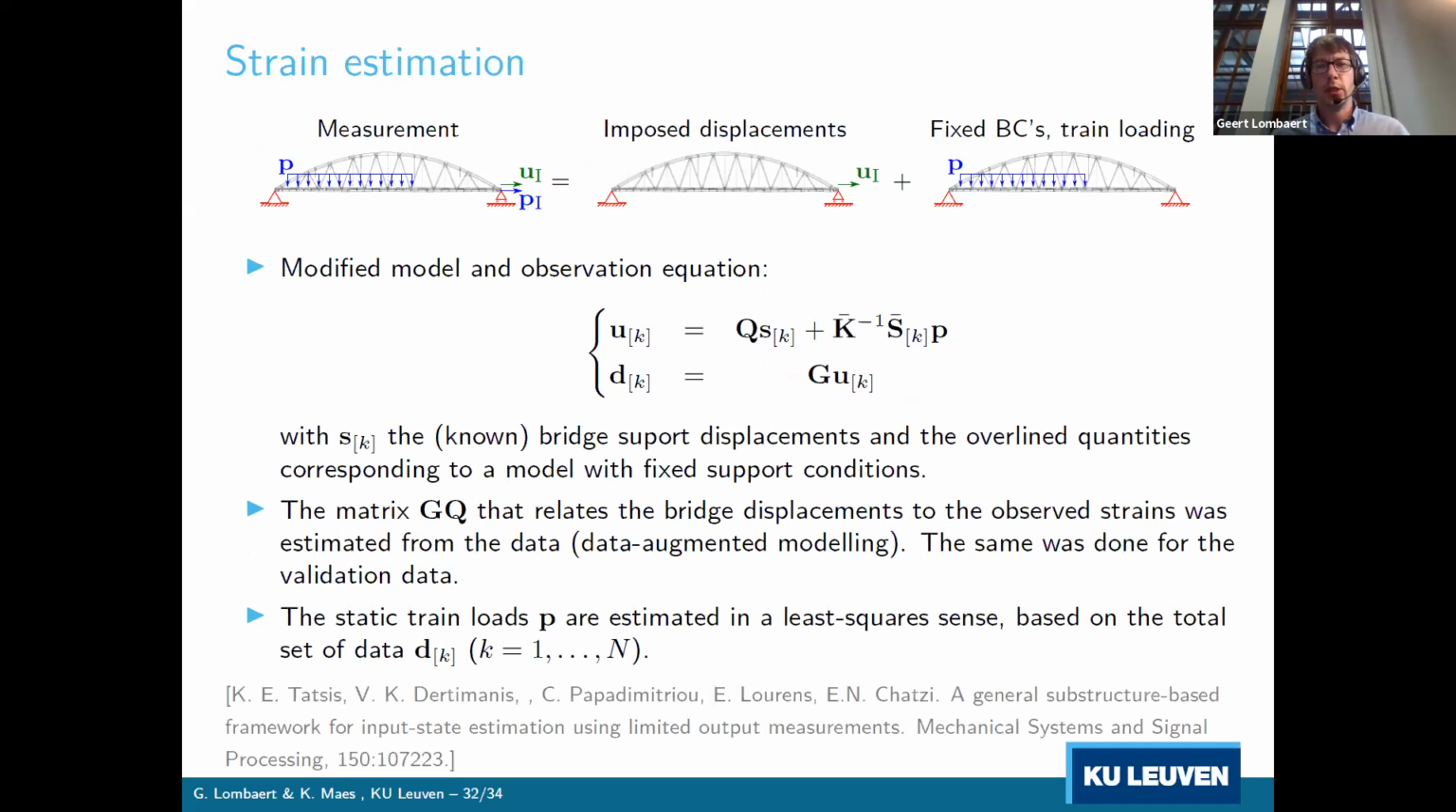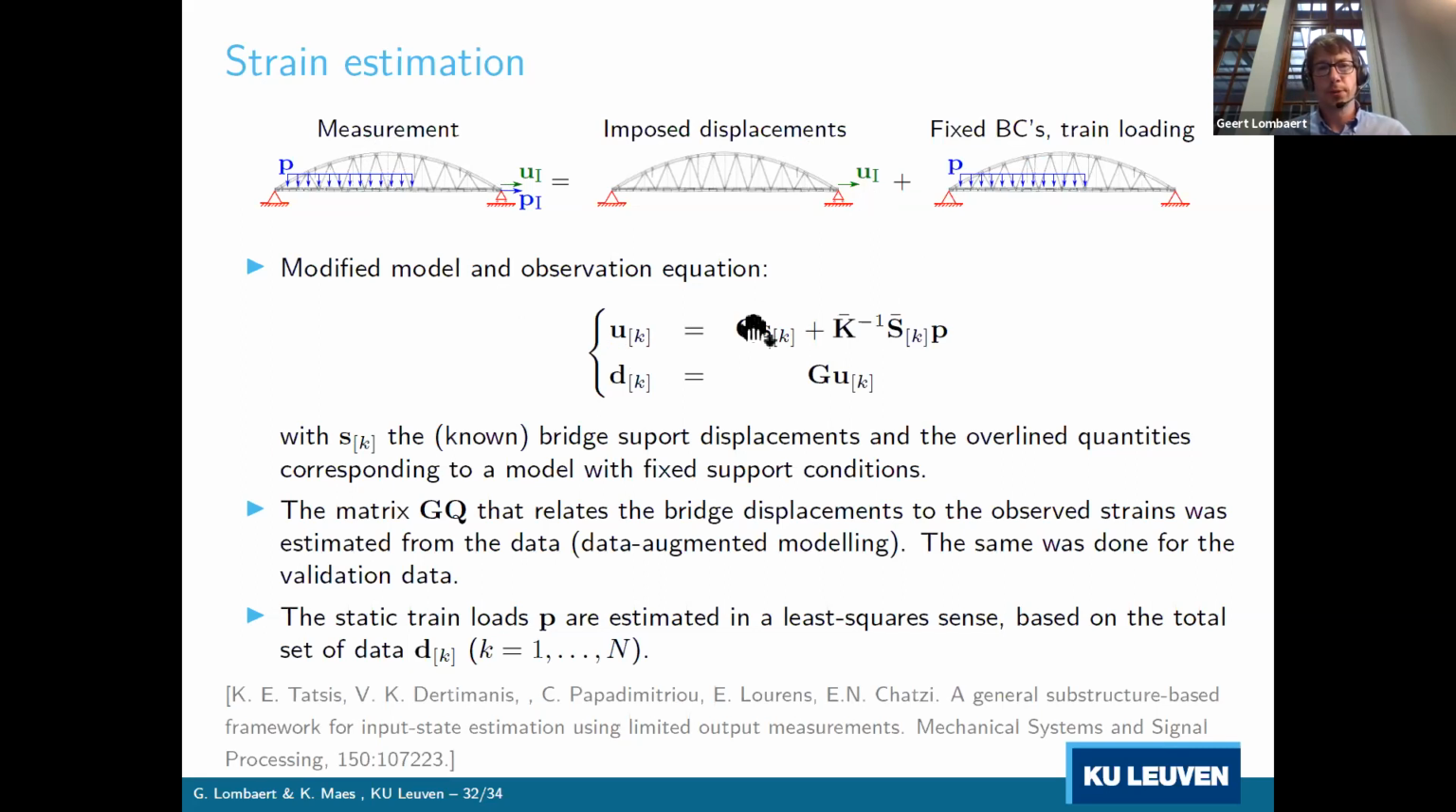So that's something we then took into account in the estimation, and basically what we did was make use of a linear superposition to write the response of this bridge as a combination of displacements imposed at these supports. And here we use the information on the measured displacement, so those are used as input in this estimation process as well, and then the actual train loads on the structure.